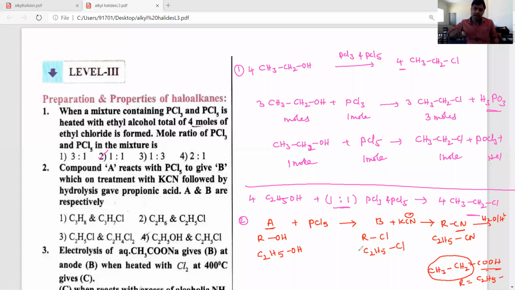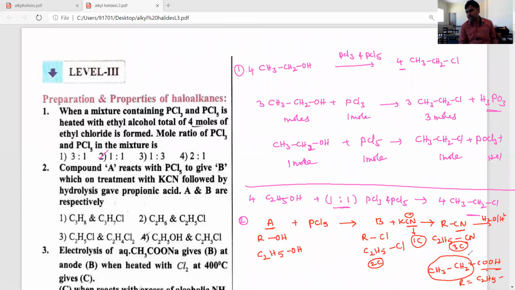Ethyl alcohol treated with PCl5 forms ethyl chloride. That ethyl chloride treated with potassium cyanide forms ethyl cyanide. Ethyl cyanide on hydrolysis gives propanoic acid, because due to the addition of CN, one carbon is present here. The alkyl group has two carbons. In total we are getting three carbons.